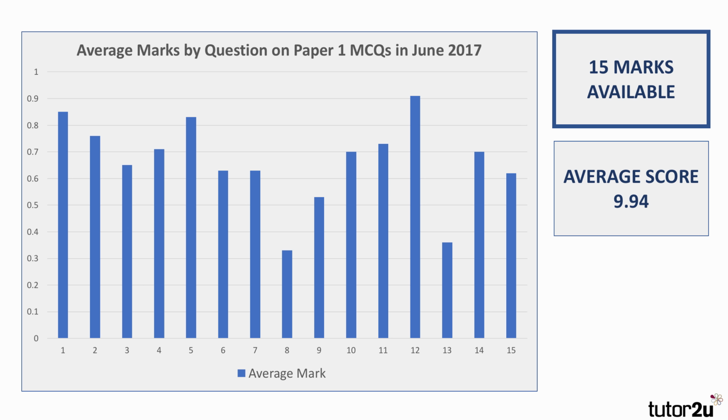In the first sitting of paper 1 in 2017, the average score was just under 10 out of 15, so not bad, but some questions harder than others. So if you can get 10 or more, you're going to be doing well.